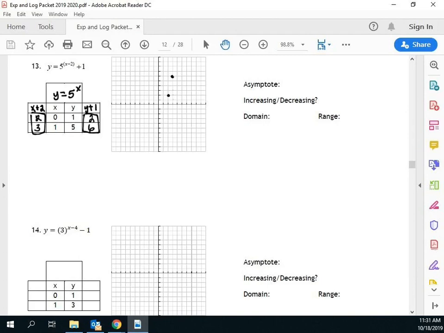What is our asymptote? To draw it, is this function increasing or decreasing? What's the domain? What's the range? All right. It's pretty rough, but that's it.